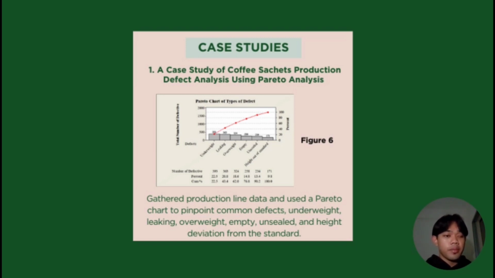Utilizing the Pareto chart enabled the study to prioritize efforts by identifying the most influential factors contributing to production defects. This focused approach facilitated targeted interventions to address key issues, ultimately leading to enhancements in coffee sachet production quality.